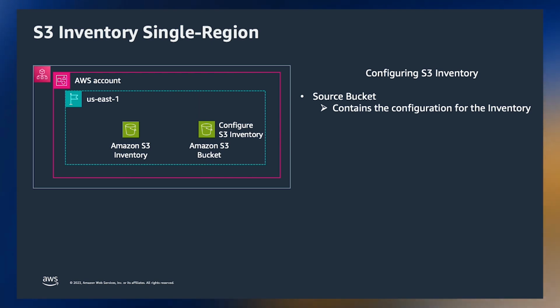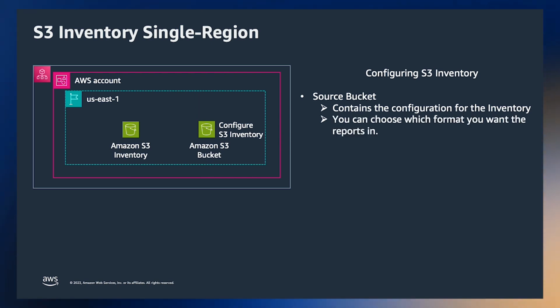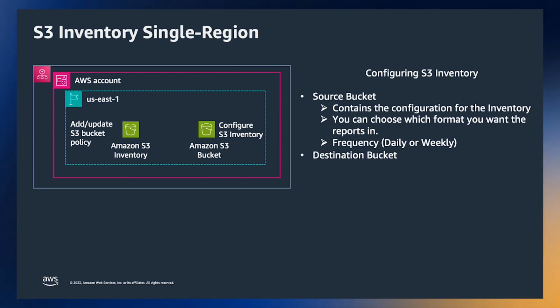You can choose which format you want the reports in. The supported formats are CSV, ORC, and Apache Parquet. You can choose how often you want to generate the inventory report, daily or weekly. On the destination bucket, you must have a bucket policy to give Amazon S3 permission to verify the ownership of the bucket and permission to write files to the bucket.